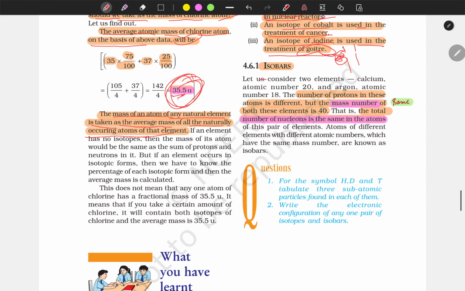Now what are isobars? The number of protons in these atoms is different, that means the elements are different, but the mass number is the same. So the total number of nucleons is the same in these atoms. So isobars are different elements which have the same number of nucleons, the same mass number.